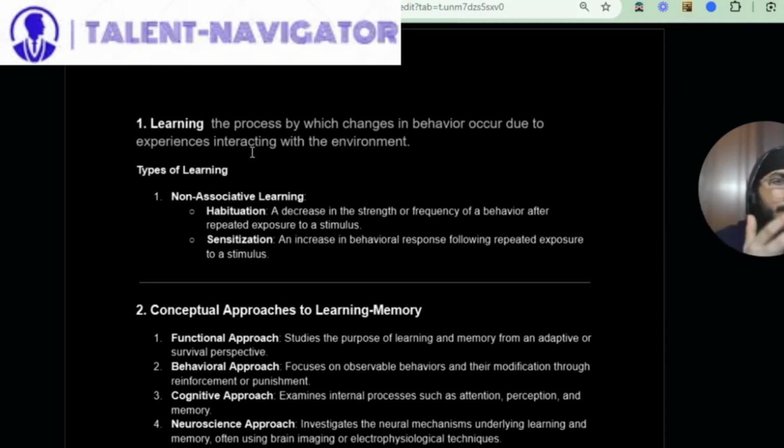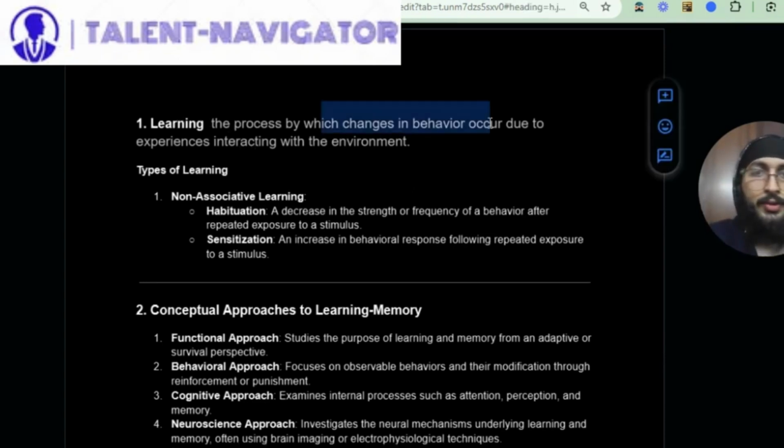Today we're going to be discussing learning and memory. Learning is basically the process by which changes in behavior occur due to experiences interacting with the environment. There are two types of learning, associative and non-associative. Here we're discussing non-associative learning.